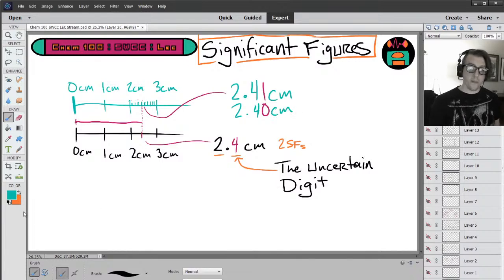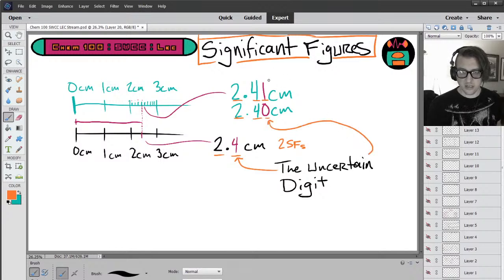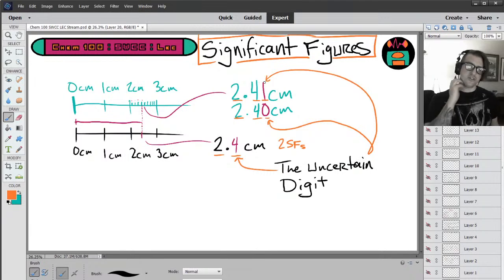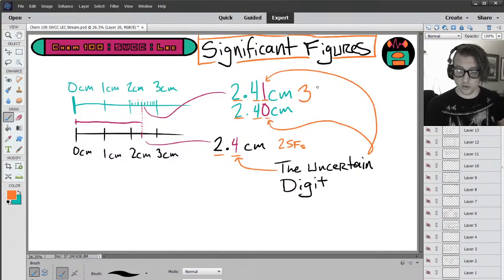Both of those recordings are fine because that last significant digit is the uncertain digit. The last recorded digit in any measured quantity is uncertain. So if it looks like 2.41 to me and it looks like 2.40 to you, that's fine. We don't have explicit markings telling us whether it's spot on, just a little bit above, or just exactly there, because there's no markings there. That last one is uncertain. And you'll notice that the measurements taken with the green ruler have 3 significant figures.